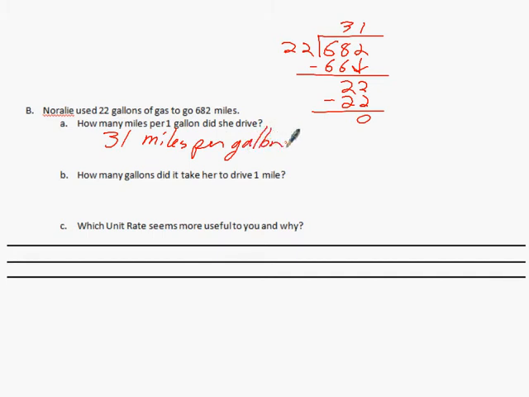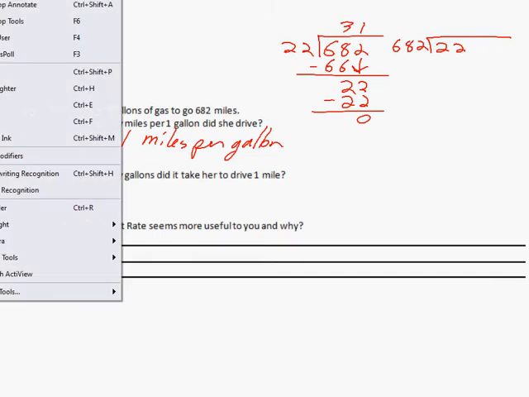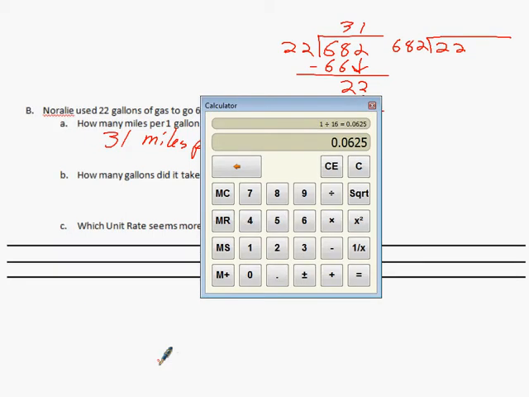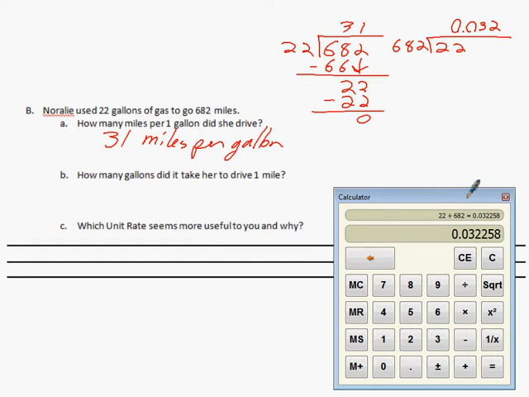How many gallons did it take her to drive 1 mile? So now we reverse it. 22 divided by 682. That's not a very nice division. So I'm going to go ahead and use a calculator, divide the 682, so I don't take too long on this video. We have 22 divided by 682 equals 0.032. I'll stick there. 0.032 gallons per mile.